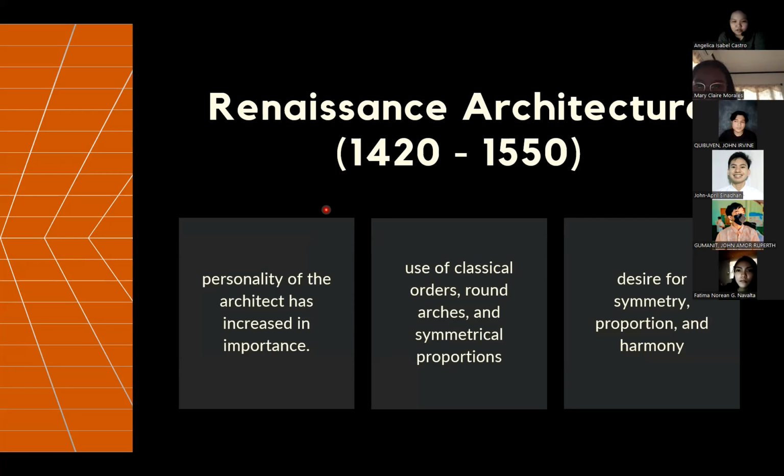well. So in the Renaissance period, the use of classical orders, the arches, and the symmetrical proportions were also evident. Binabalik nga nila eh. So it's a revival of the classical orders. The desire for symmetry, proportion, and harmony. Bakit? Kasi they wanted order. At the time when everything is in chaos, they wanted at least order in their built structures.